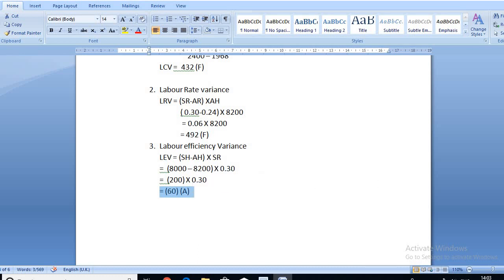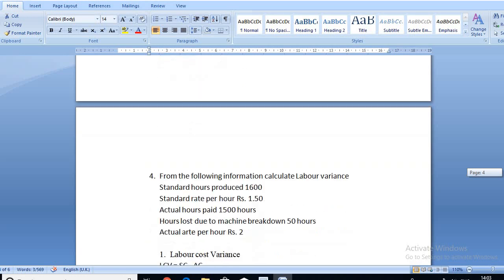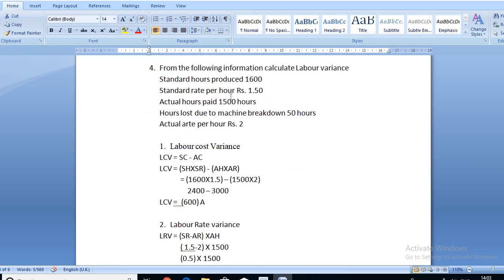Last problem is 6 marks. From the following information, calculate labor variances. The first one, standard hours produced. So standard hours is so much? 1600 hours, that is SH. Now standard rate per hour. For 1 hour the standard rate is 1 rupee 50 paisa.